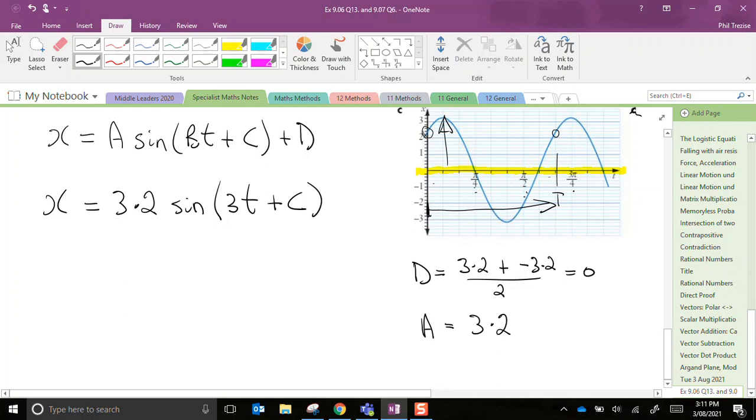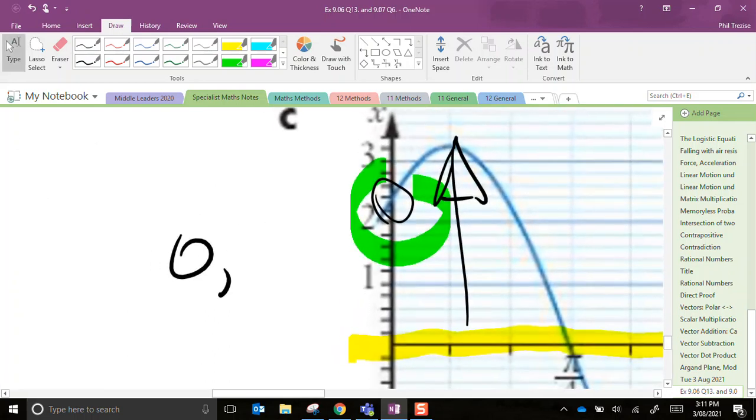Now, how am I going to calculate the phase shift C? Well, I need to pick a value from the graph and substitute into the equation. The most convenient one to select is right there. Now, what would be the coordinates of that point? Well, the time coordinate would be 0, and the vertical coordinate, although I've scribbled all over it, it looks like about 2.4. I'm going with 2.4. Are you all happy with 2.4?